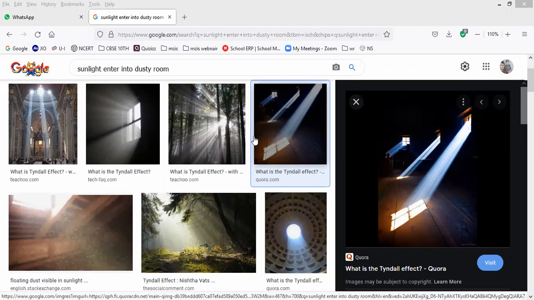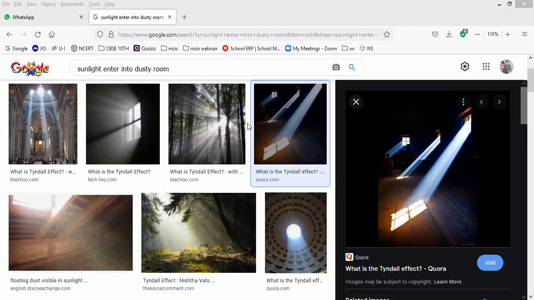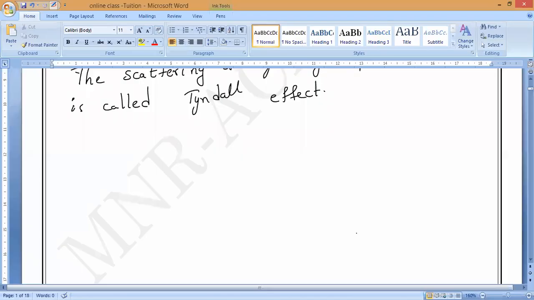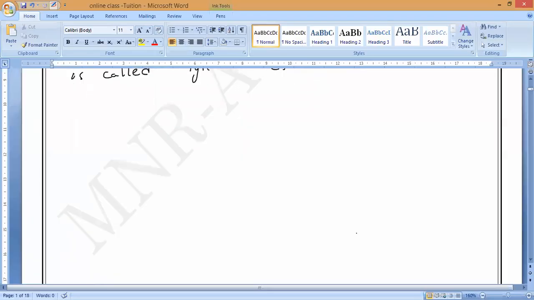So if you observe here, when a beam of sunlight, what do you mean by beam? Why am I calling it a beam of sunlight? Because white light is a mixture of seven colors. It is a beam of light. Understand? So a beam of sunlight enters into this kind of dusty room through a window or any opening of our home, then the path becomes visible to us.